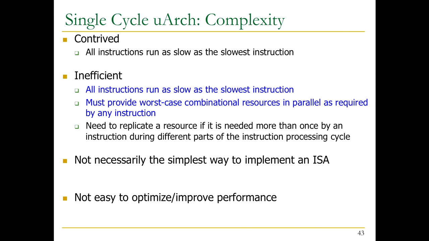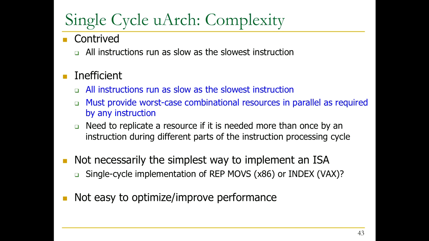Basically, you need to replicate a resource if it's needed more than once by an instruction during different parts of the instruction processing cycle. Remember the instruction processing cycle, 6 steps. It's also not necessarily the simplest way to implement an ISA. I gave you the example of repeat move S. I didn't call it that, but basically in the x86 architecture, there are very, very complex instructions.